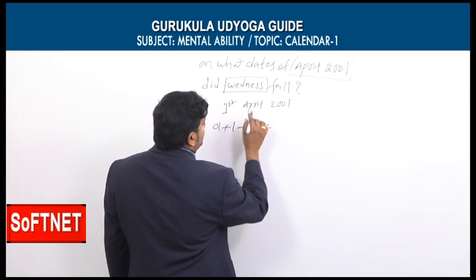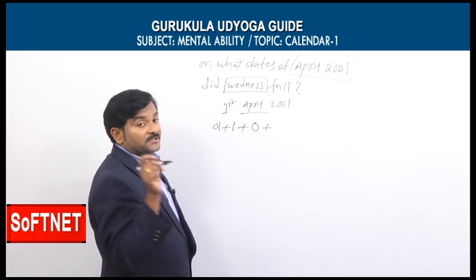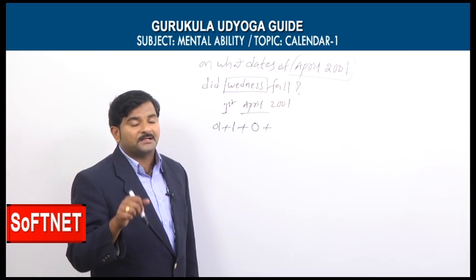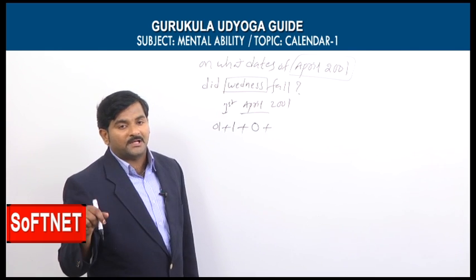Then the month code. If you take the April month code, I stressed just now earlier, what was that? The April month code and the July month code.